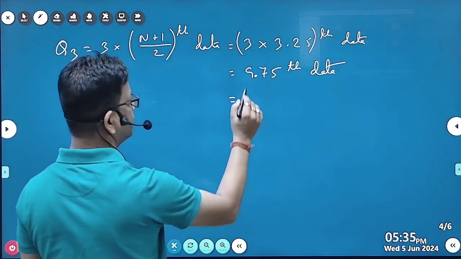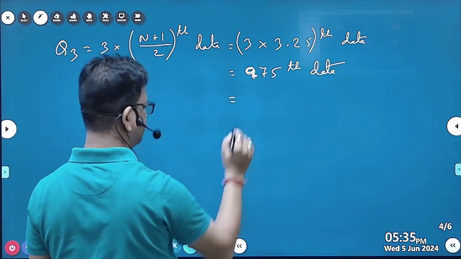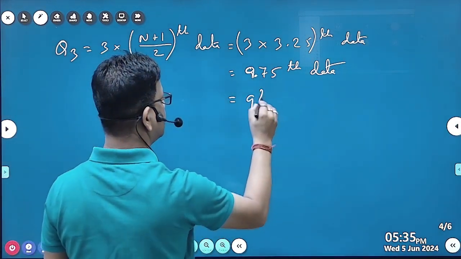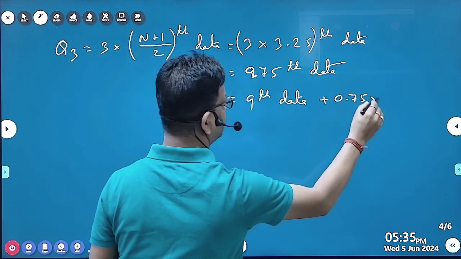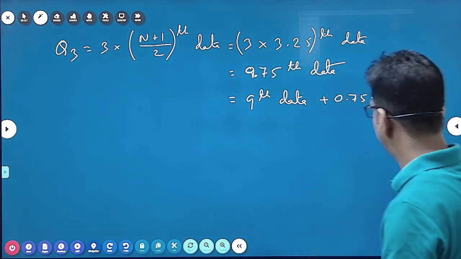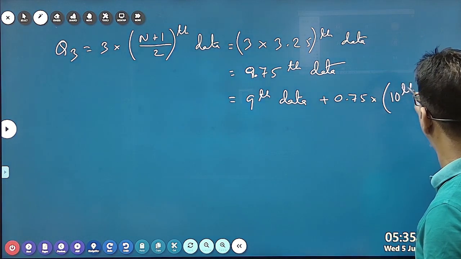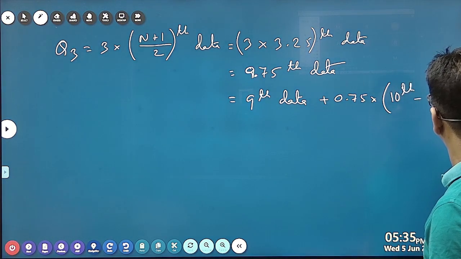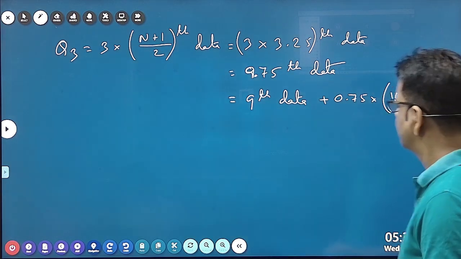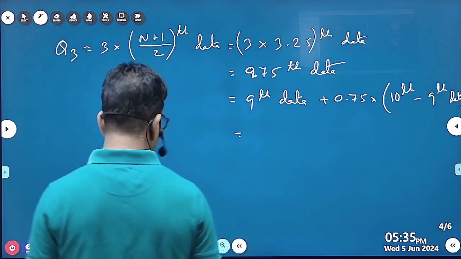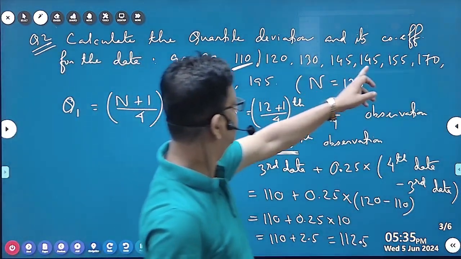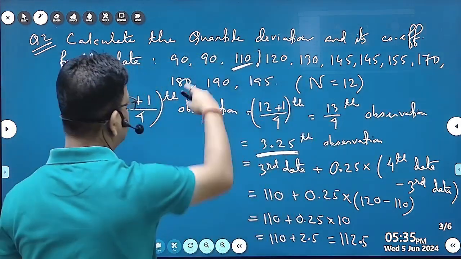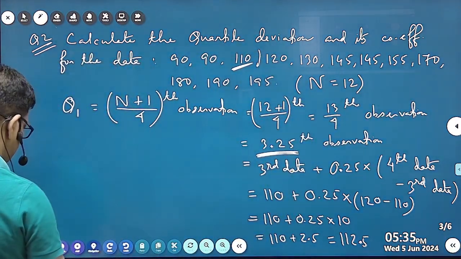Now can you say how to split? How to divide? This is 9th data plus 0.75 to be multiplied with the difference of the 10th, the next one, always the next one. 10th minus 9th data. So simple after that. Okay, done now? So which one is the 9th data? So 4, 5, 6, 7, 8, 9. So the 9th data is 170, and this one is 180.